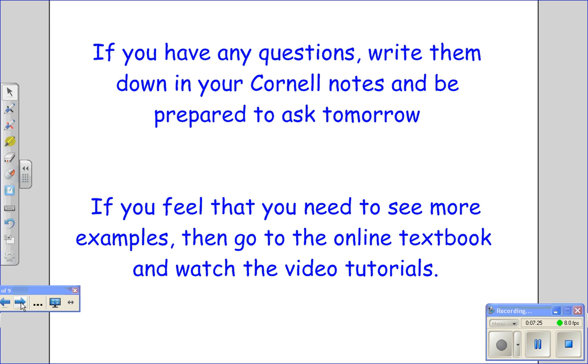You also have the ability that this is coming directly from the textbook, this lesson, and so you can go to 3-1 in the textbook or the online textbook, and there are video tutorials that go over some more practice problems, and you always have that ability to do that as well.